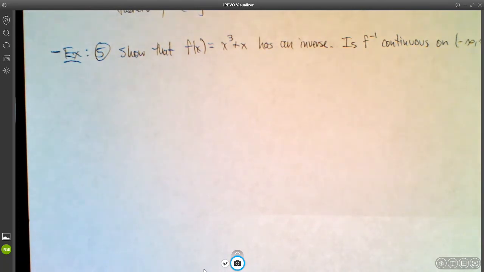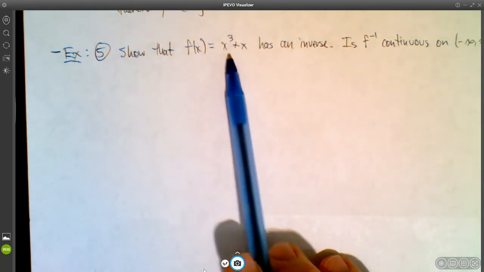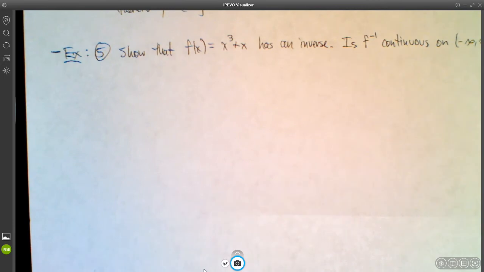Okay, so let's do this. For the first task, show that f of x equals x cubed plus x has an inverse. Well, if f of x is 1 to 1, then it has an inverse. So this is the same thing as trying to show that the function is 1 to 1. One way that we can justify that f of x here is 1 to 1, well, there are a couple ways. I mean, you could look at a graph of it.